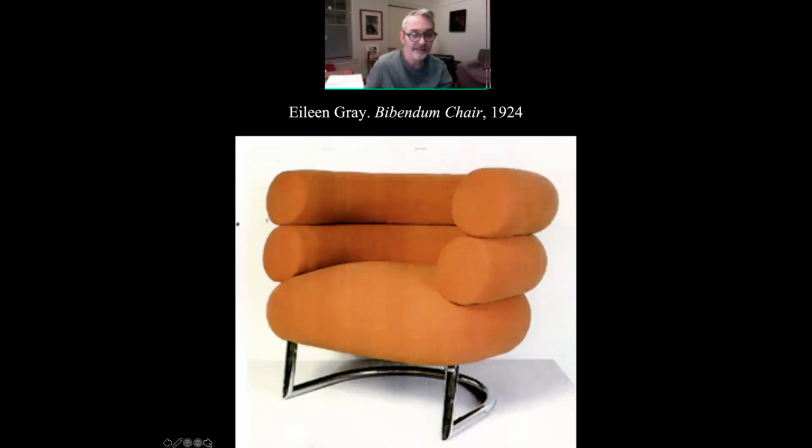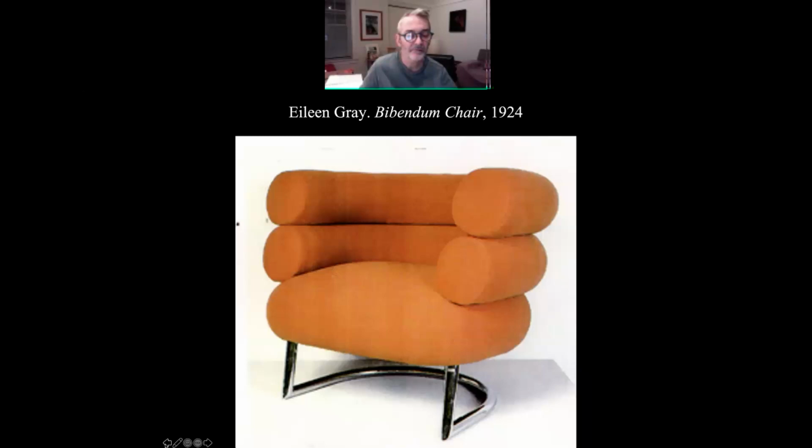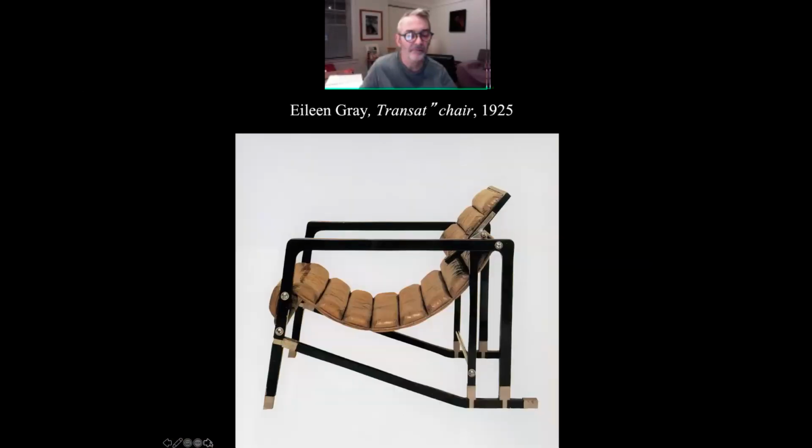Bibendum chair. It's got a tubular steel frame. You can see it is cantilevered, which means the back of it is not supported. So when you sit in it, it'll sink a little bit with your weight. You can see the Bibendum chair right there. We'll see this in some of the Bauhaus modernist furniture.